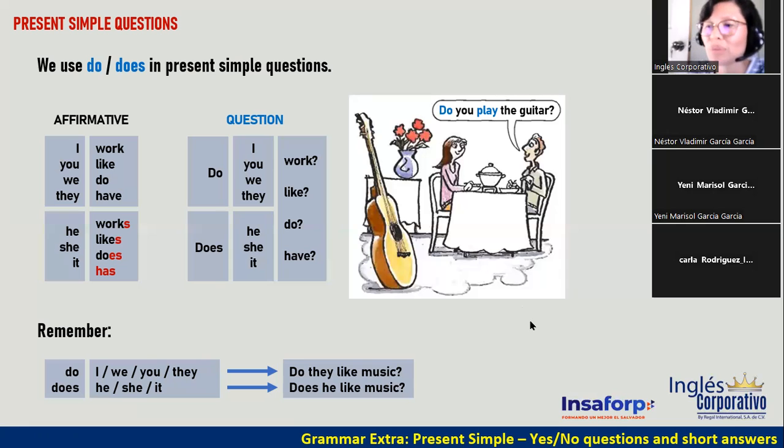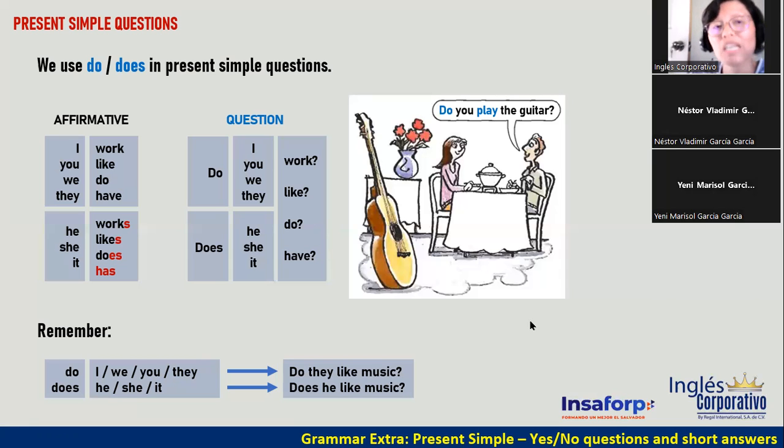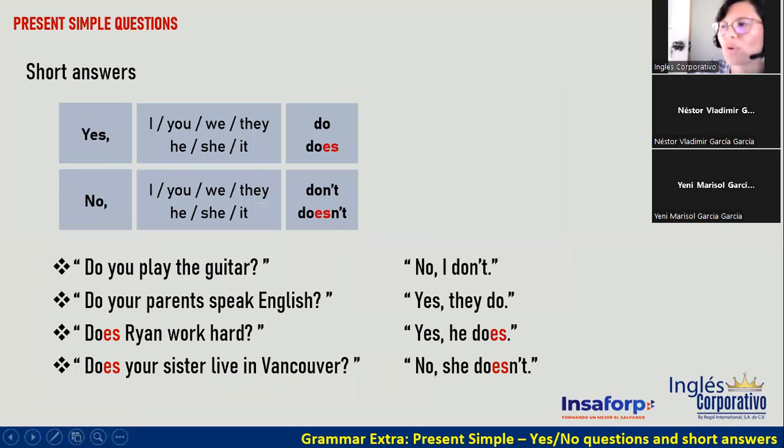Y también vimos las que se llaman information questions, que son las que piden un detallito, ¿verdad? Como por ejemplo, where do you live? Where do you live? ¿A dónde vives? Right? Entonces, when I have that type of question, it is looking for that specific detail. ¿Qué más vimos? Bueno, we were working with short answers, ¿verdad?